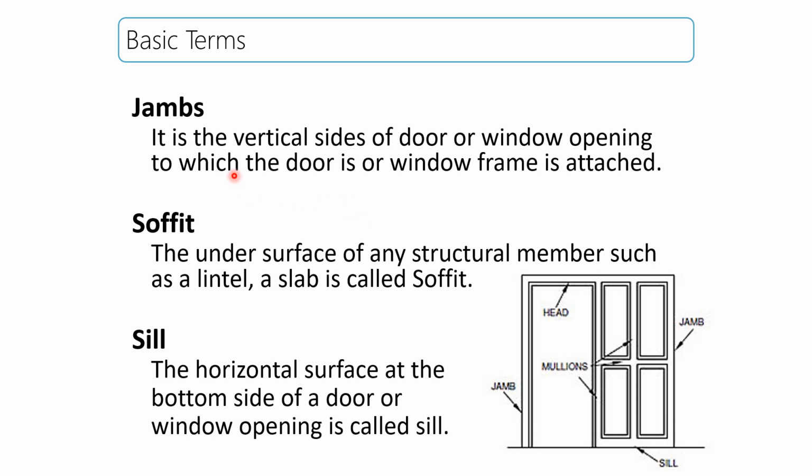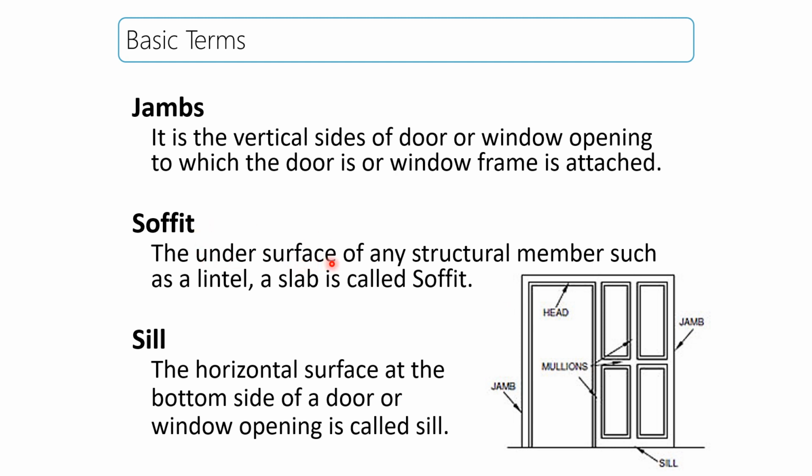Jambs. It is the vertical side of the door or window opening to which the door or window frame is attached. This is the window, then the right and the left side of the window, that is called jambs, where the window is attached.